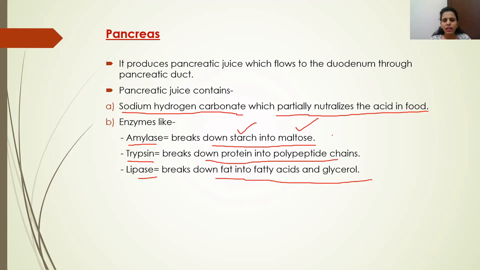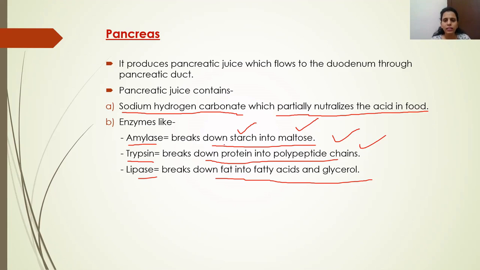So remember here, amylase and trypsin have not digested the food completely. Starch is broken down by amylase into maltose, which is a disaccharide. Still digestion is required. Trypsin breaks down protein into polypeptide chains, and these polypeptide chains are groups of amino acids. So still digestion of polypeptide chains is required to break them down completely into single amino acids. Now, this complete digestion of food occurs in the small intestine.